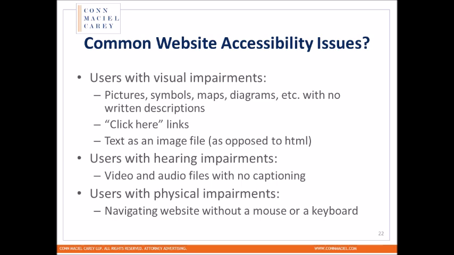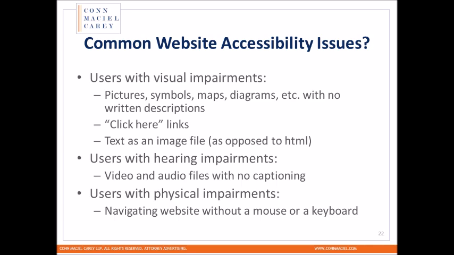So, some common website accessibility features: think about individuals with visual impairments. This is someone who is unable to view pictures or maps or any diagrams on your website if they don't have written descriptions. These are individuals using a screen access software program, a microphone into their ear that is reading all of the text on a website. They need to be able to hear what a picture says or what a map is describing in order to understand that image on the website.